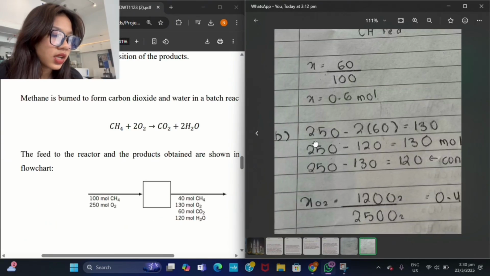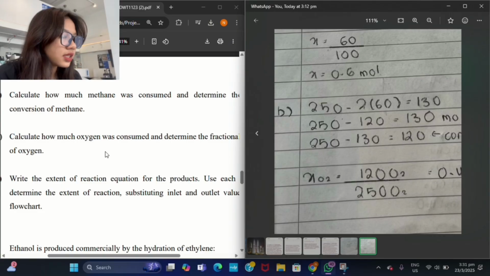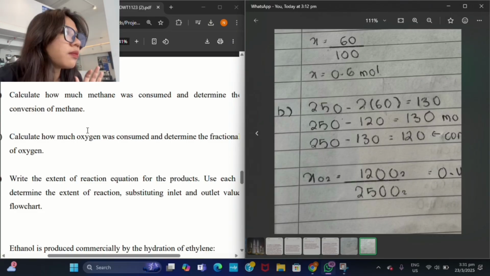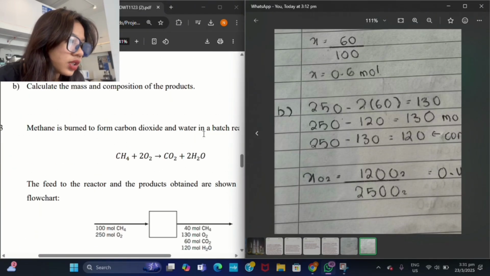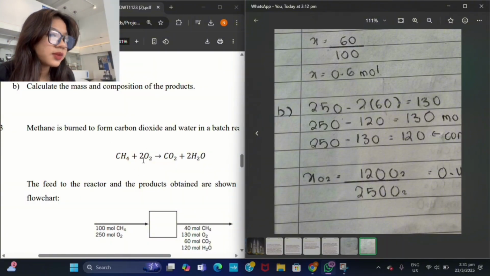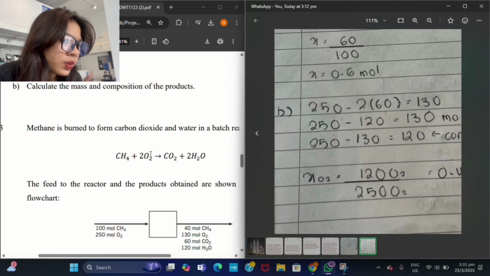Next kita pergi dekat soalan B. Calculate how much oxygen is consumed. Okay, it's the same question but the different dia punya bahan lah, which is the oxygen. Kita ada dekat bahagian feed 250 and bahagian product we have 130. So in this equation tu we have 2 depan O2 dekat sini. So 2 ni need to times with Z. Why we need to times with Z?